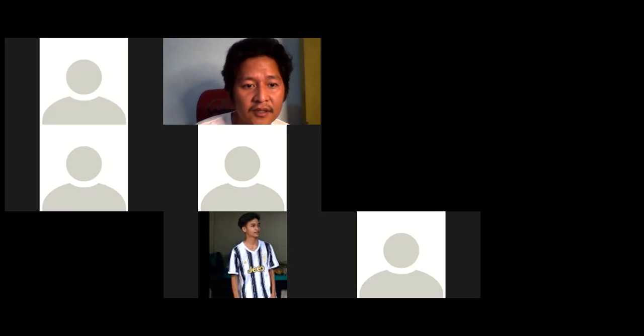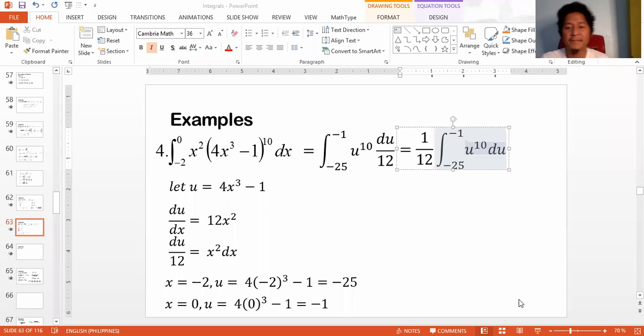Let's resume the share. Okay, so ito na yan, di ba? So ang ginawa natin dito guys, so as a recall, we replace our variable already with another variable. Same thing with the lower and upper limit, we also replace it using this transformation. Okay, so we are now ready to get the integral.